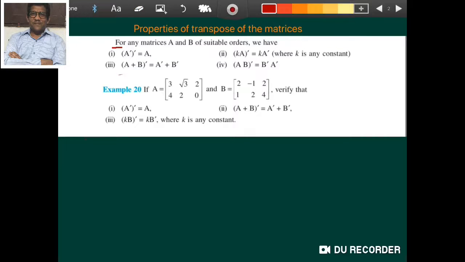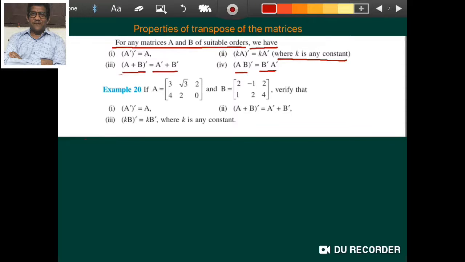For any matrices A and B of suitable orders, we have the following properties. A dash dash, the double transpose, is equal to A. (kA) dash is equal to k into A dash, where k is any constant. (A plus B) dash is equal to A dash plus B dash. (AB) dash is equal to B dash into A dash. We verify these properties by taking examples.